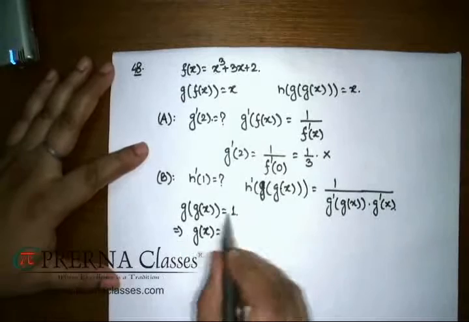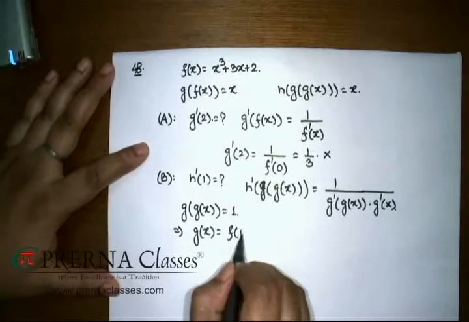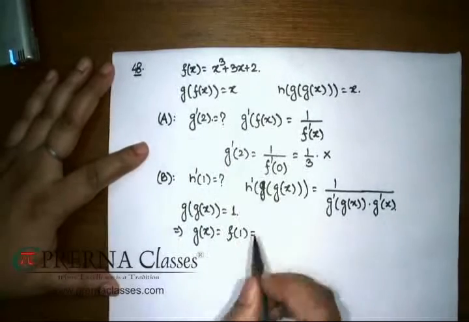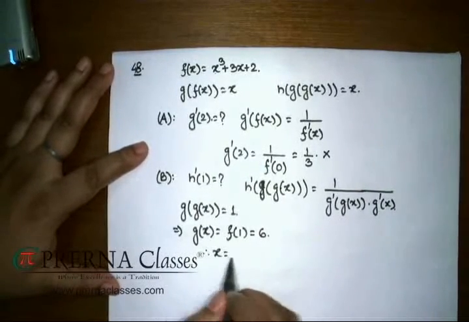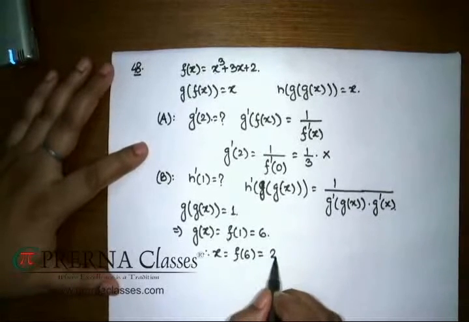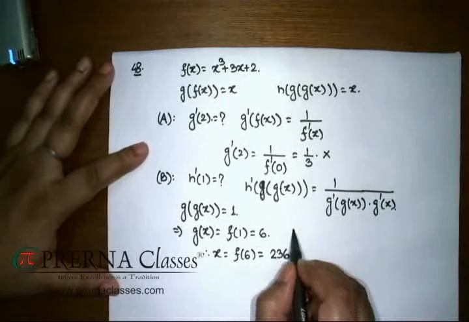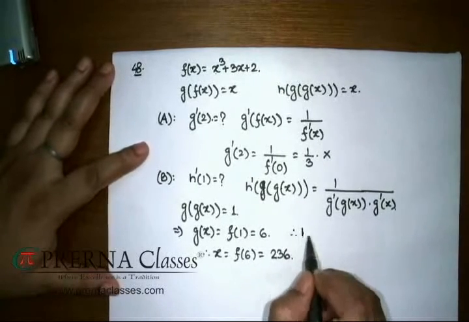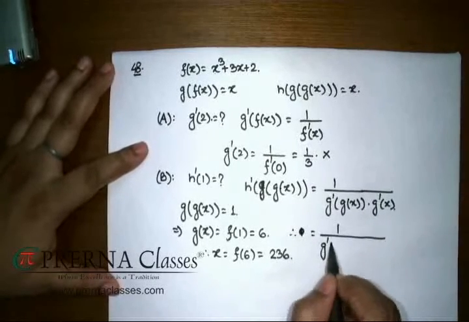Clearly then I can say that x is g inverse of 1. So that is same as f of 1, and f of 1 you can check is nothing else but 6. Clearly then the value of x turns out to be f of 6, which you can check is 236. So this is the value of x. We are actually interested in this ratio then.